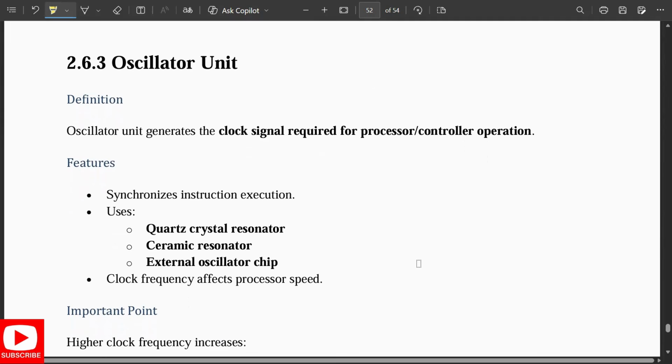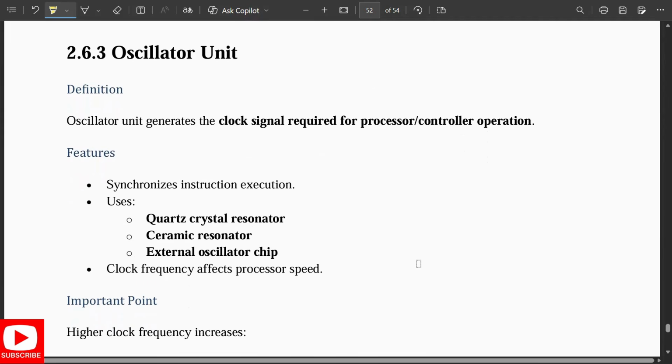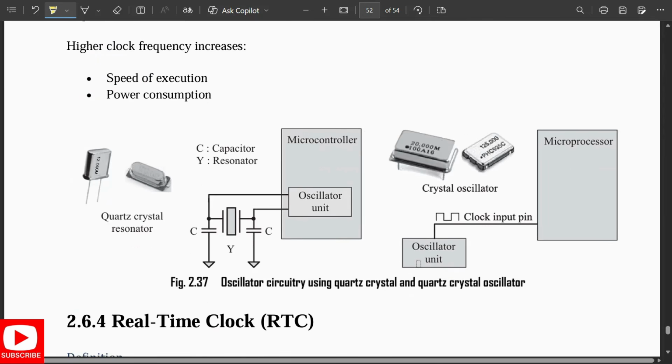Next is the oscillator unit. Here it generates the clock signal required for the processor and controller operation. It synchronizes instruction execution, and uses a quartz crystal resonator, ceramic resonator, or an external oscillator chip. Clock frequency affects the processor timing. So here this is an oscillator circuitry using a quartz crystal and a quartz crystal oscillator.